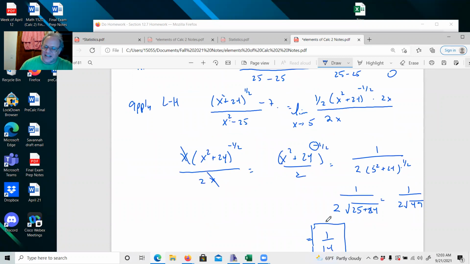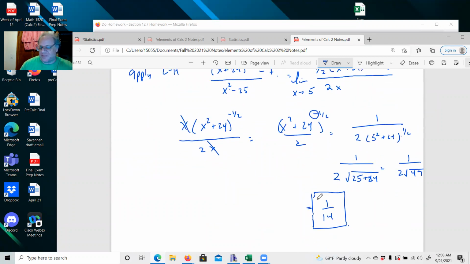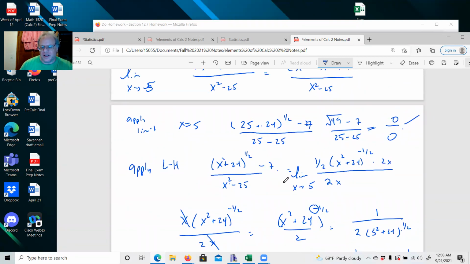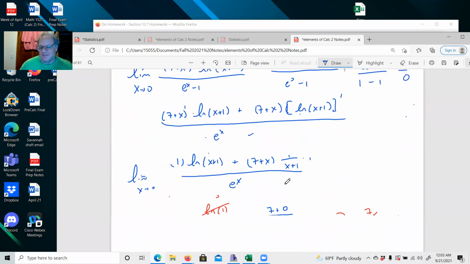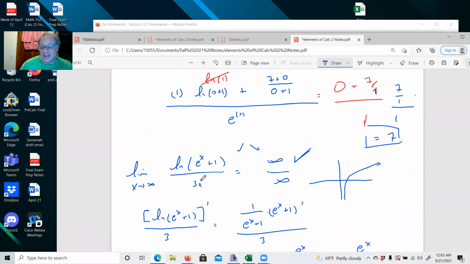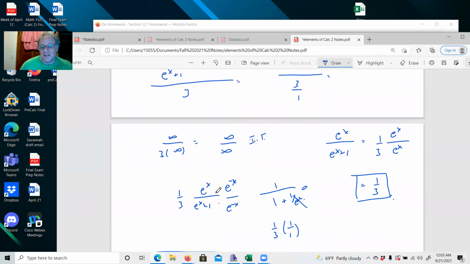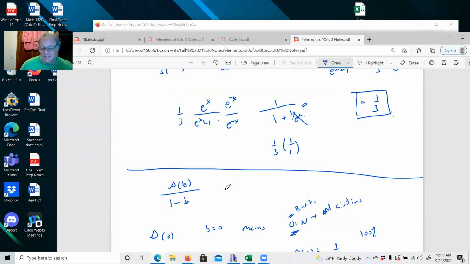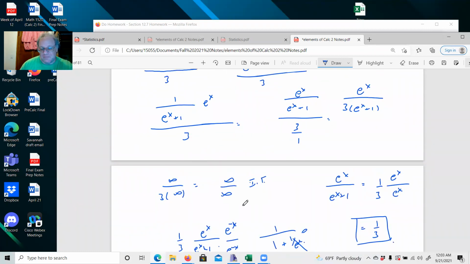I still like the fact that the answer comes out to be 1 over 14, because it's not something you're going to look at and say, oh, of course it's 1 over 14. You're going to have to actually solve it. Whereas this one, you said 1/3, and I wouldn't exactly know how you got that. I expect you to work it out, but at the same time, you kind of know.